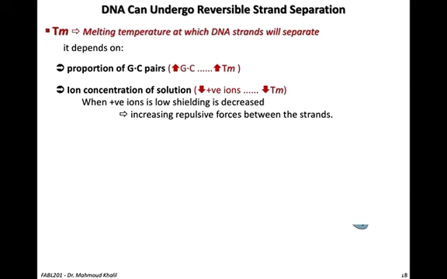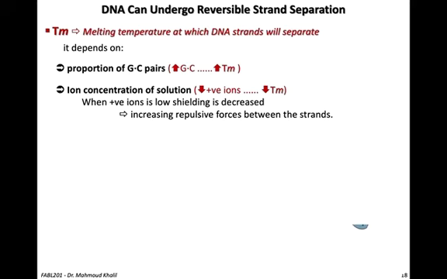The second factor is the ion concentration. Of course, we are talking now about how to melt the DNA inside the lab, inside a test tube, inside an Eppendorf, in vitro. So we increase or decrease the temperature according to this factor to melt the DNA. The second factor is the ion concentration of a solution. When the positive ion concentration in the solution decreases, you will need a lower Tm to melt the DNA.